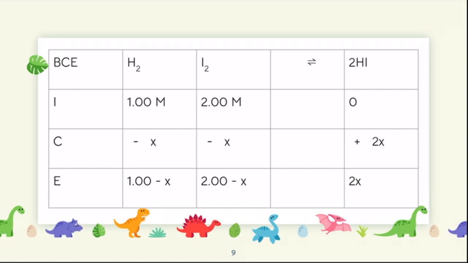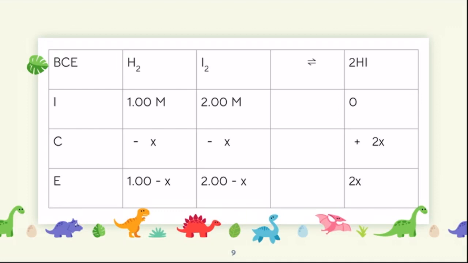So that's going to tell us that we have to make 2 of the HI. So H2 plus I2 is in equilibrium with 2 HI. In our initial row, we have the initial concentrations of H2 as 1.00 moles per liter, I2 as 2.00 moles per liter, and we know that our product is going to be 0.